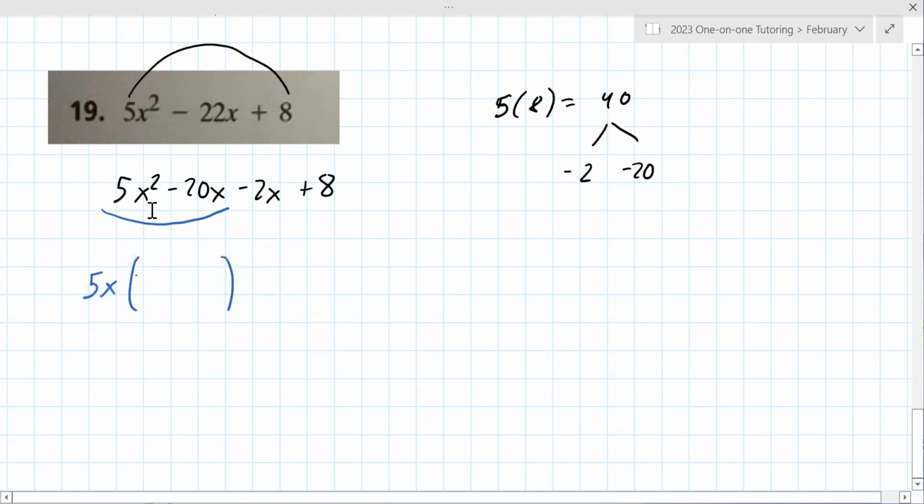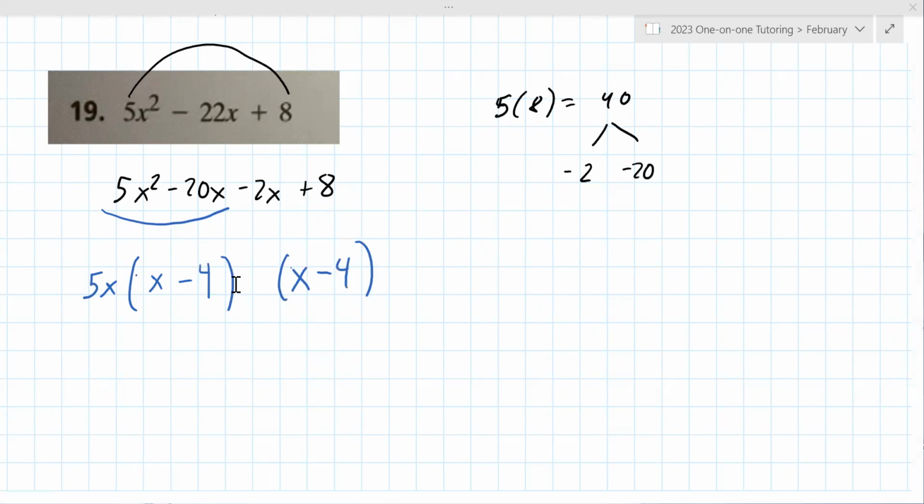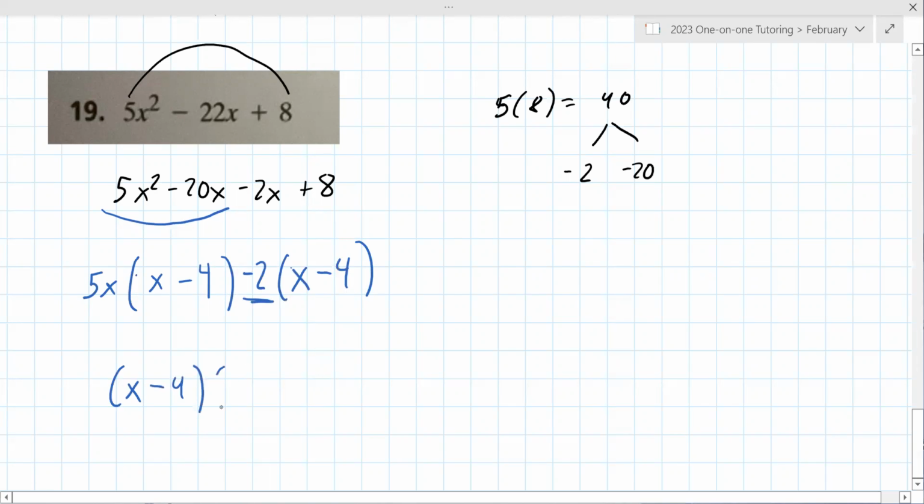So what goes in here? x, yeah, minus 4x. Just 4. Whatever you have there immediately goes here. And then you have to figure out what goes between them. Minus 2. So this becomes x minus 4, 5x minus 2.